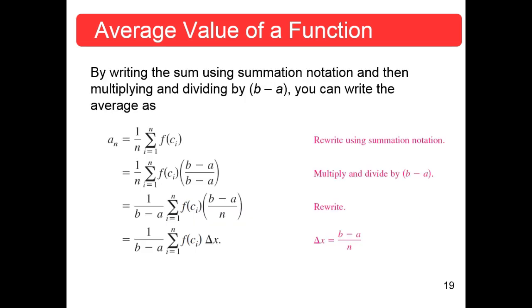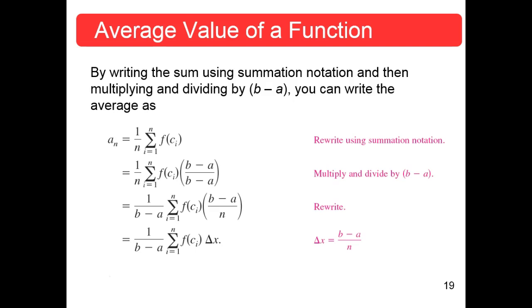By writing the sum using the summation notation, which is one of my favorite things to do, then multiplying and dividing by b minus a, you can write the average as this. This average was the summation of all those divided by n, because you had n subintervals. And here they multiplied and divided by b minus a, taking the denominator one out, leaving the integral one in the interval. There's no reason not to.